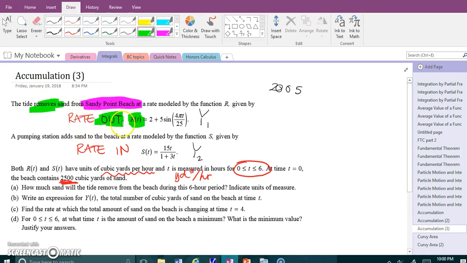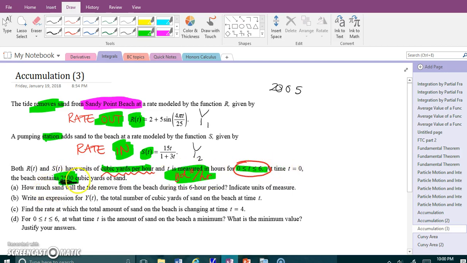This is your rate out, and S stands for the station. That's your rate in. So they gave you the out before the in here. You do not want to mix those up or else the whole problem will be wrong. So units are important here. The rates are in cubic yards per hour, and we're only considering the first 6 hours here.